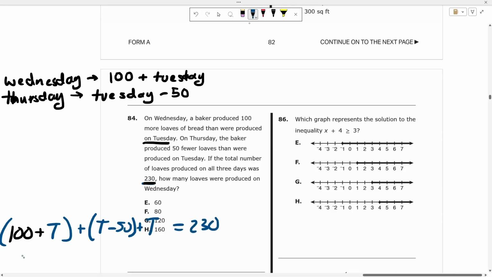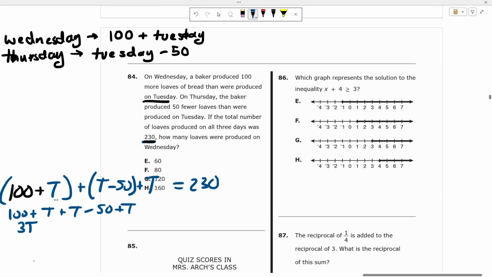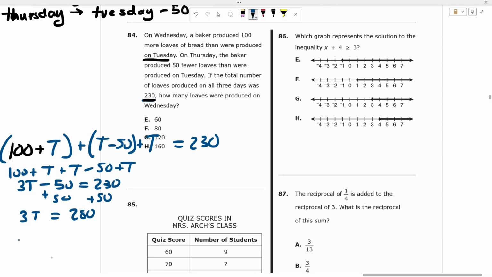So just solve for T, right? You have 100 plus T minus 50 plus T, so you know that you have 3T minus 50 is equal to 230. Add 50 on both sides, and you're left with 3T equals 280, and the amount of loaves that you baked on Tuesday is going to equal 60. You baked 60 loaves on that day.